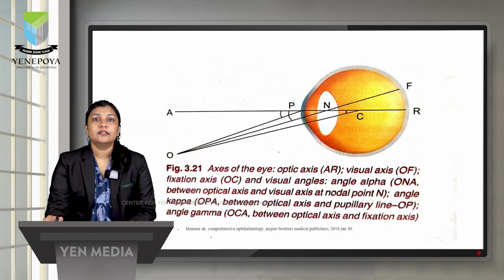So this is the figure showing different axes of the eye. Optical axis, you can see AR, visual axis OF, fixation axis OC, and the visual angle alpha between the optical axis and visual axis, and angle gamma between the optical axis and pupillary line.